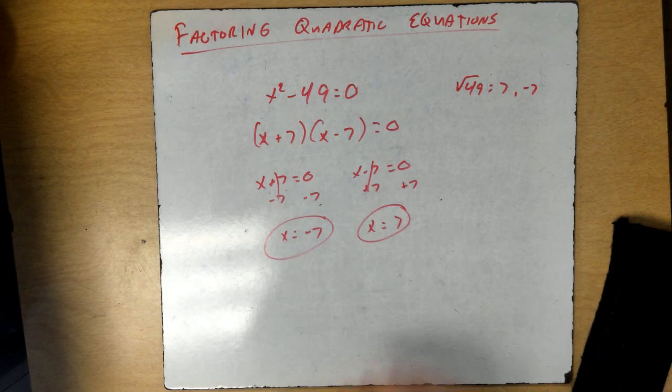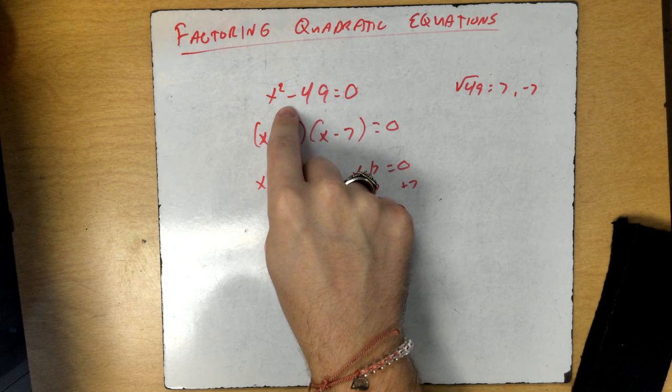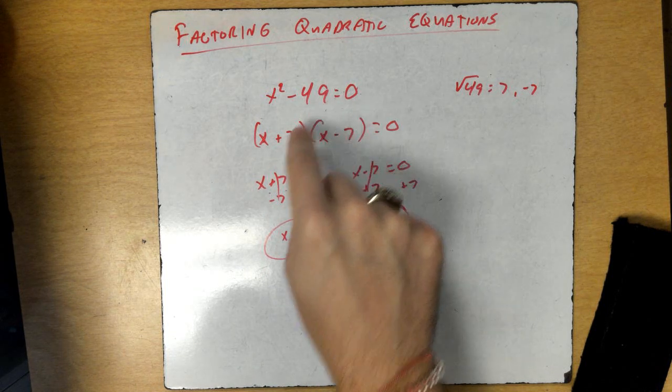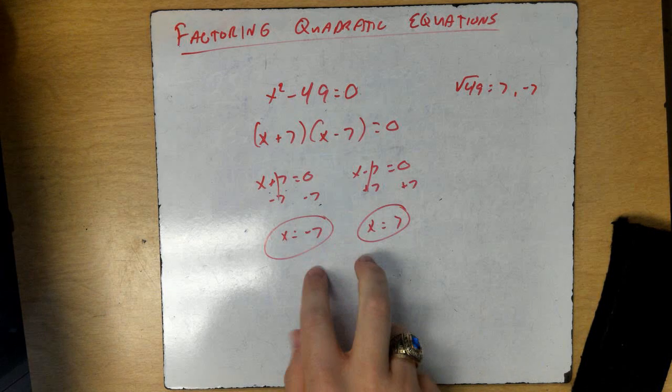Okay, so that's it when you have x squared minus a perfect square. Square root of that number, positive and negative, flip the signs, boom.